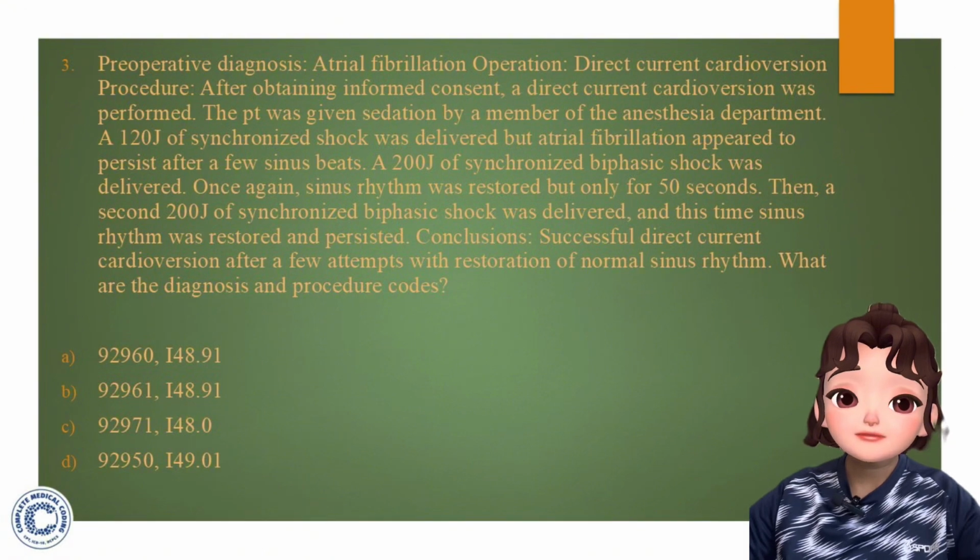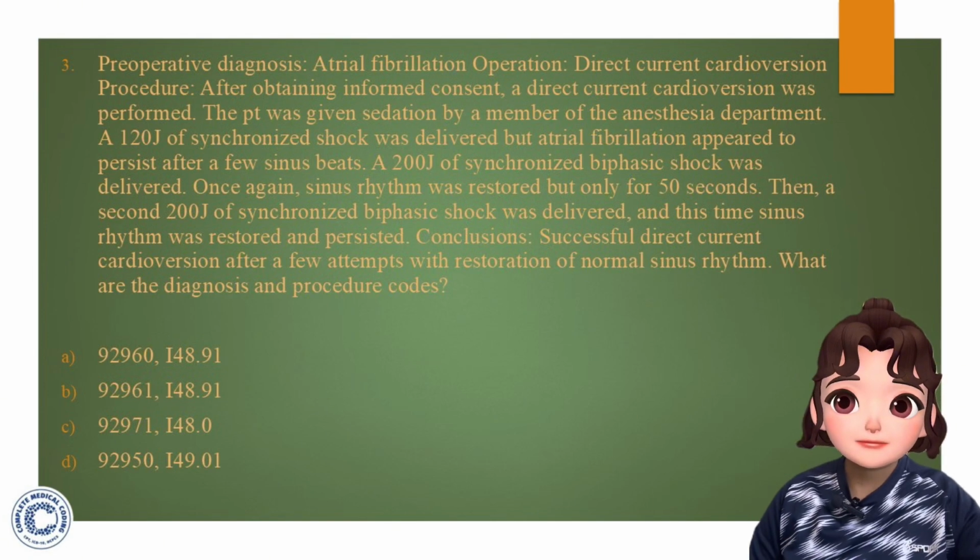What is I48.0? Paroxysmal atrial fibrillation. That is not the correct one, as paroxysmal atrial fibrillation is nothing mentioned in the question. And what is I49.01? Ventricular fibrillation. That is also wrong. So atrial fibrillation, unspecified, is the only diagnosis that we can code. That's why it is mentioned unspecified. So I48.91 is our ICD code, which is there in options A and B.